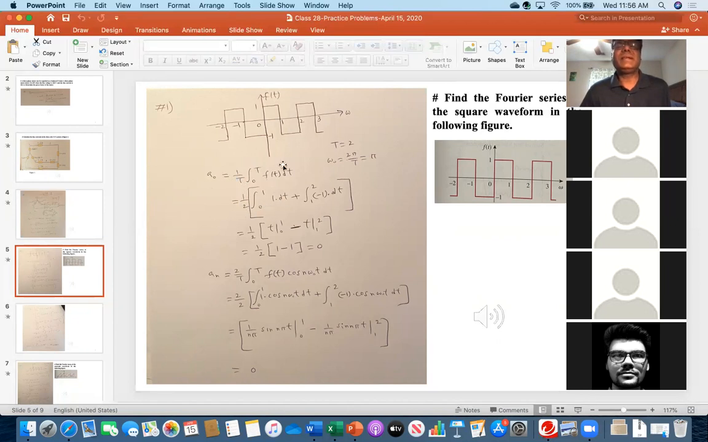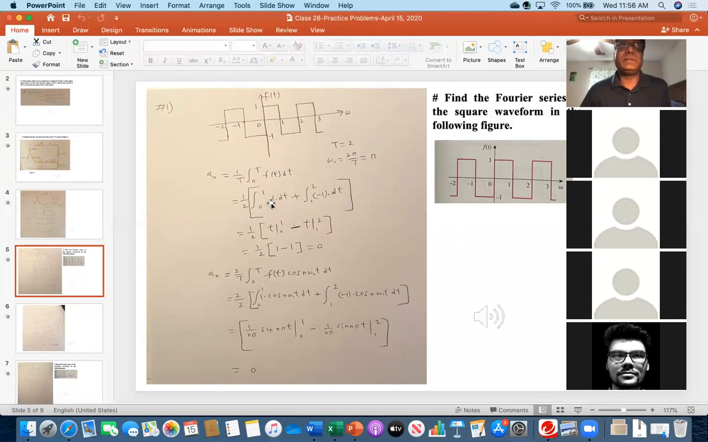Now, inside there are two parts. The function is 1 when the time period is 0 to 1, but then it is -1. You see this side is -1 between 1 and 2. So that's why I have divided it into two components: the integral from 0 to 1 of 1 dt, plus another integral, lower limit 1, upper limit 2, of -1 dt, because the function value was -1.